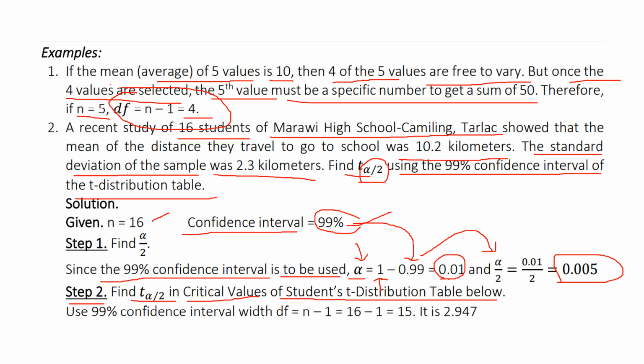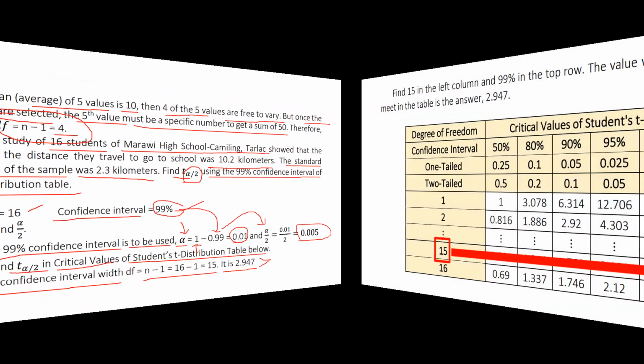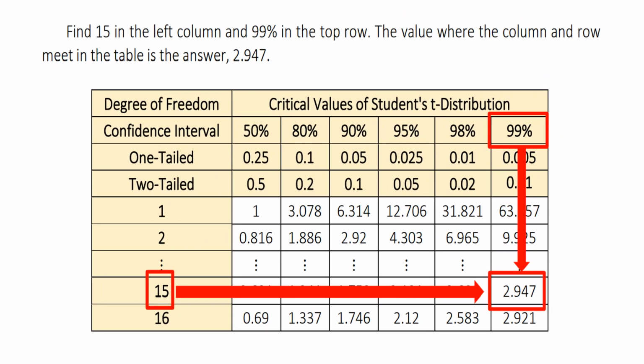Now, for step number 2, find the t sub alpha over 2 in the critical values of students' t distribution table below or in your next slide. Use 99% confidence interval with DF equal to 15. So it is 2.947. To visualize this, let's deal with the next slide for your t distribution table. So here is your t table. Find 15 in the left column and 99% in the top row. The value where the column and the row meet in the table is the answer. So that will be 2.947.